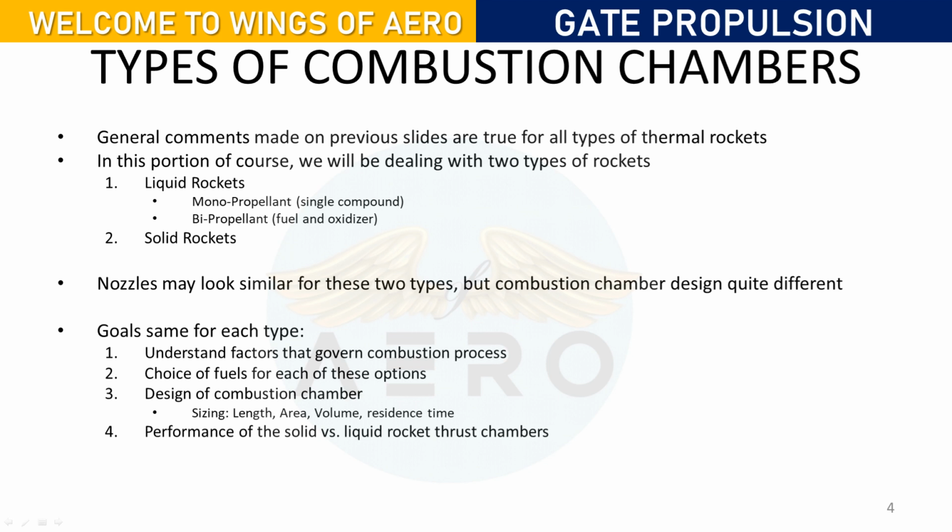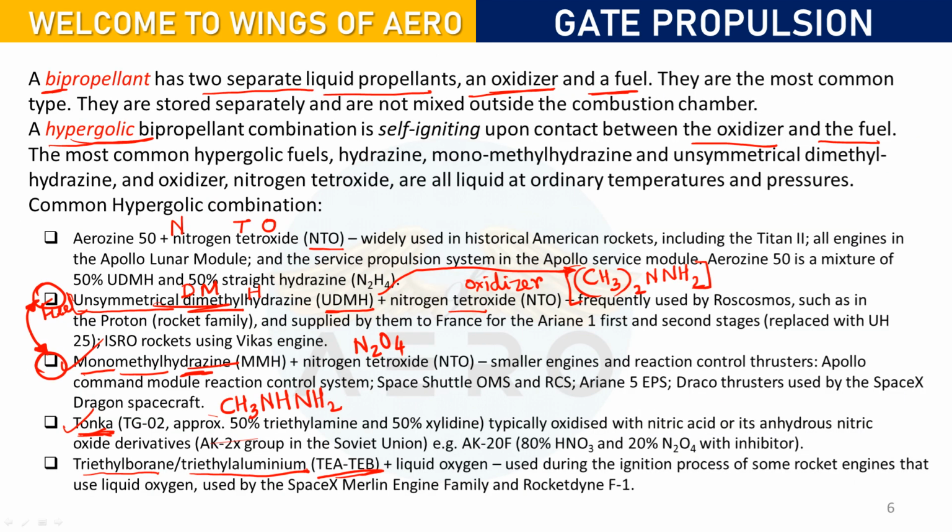Now, what are the design factors that depend on the performance characteristics or parameters? First is sizing: what should be the length, the area, and the volume, and what should be the residence time. Residence time means the burning time. Overall that will give you your specific impulse. So these are the important factors for designing, or you can say design considerations, for the combustion chamber. These are very important.